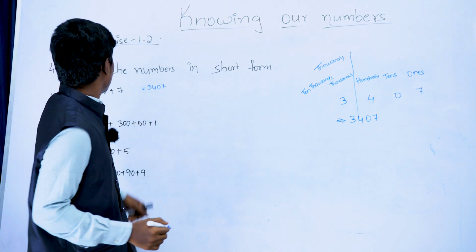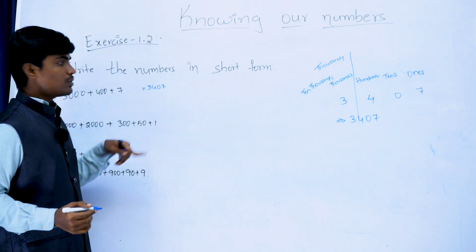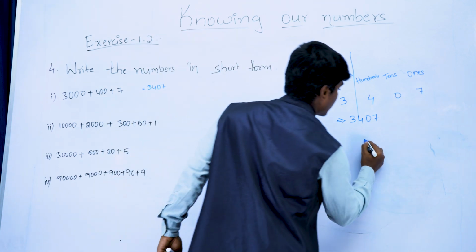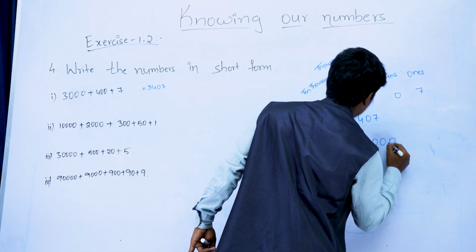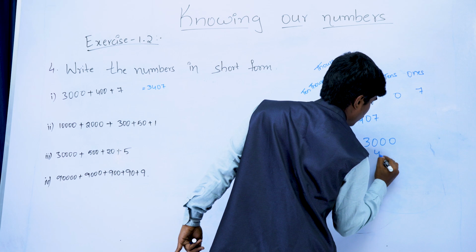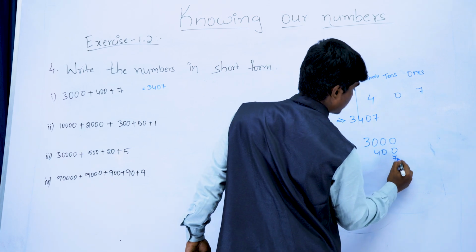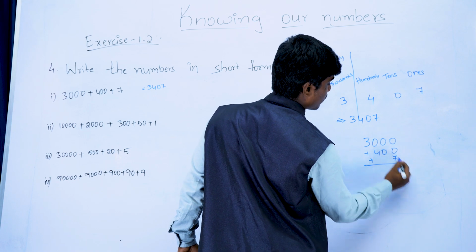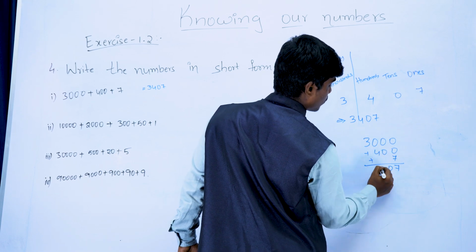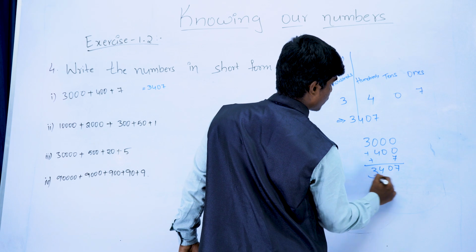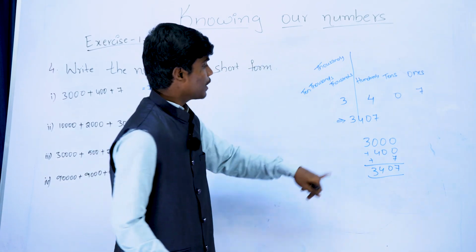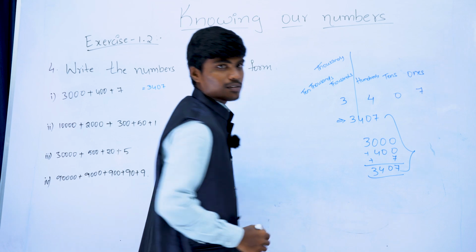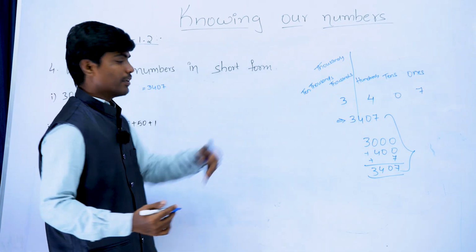Otherwise, you can simply add up these numbers to get this. For example, he gave 3,000 plus 400 plus 7. Just add these three. Here we get 7, 0, 4, 3. By either way we got the same answer, so you can choose any one way.